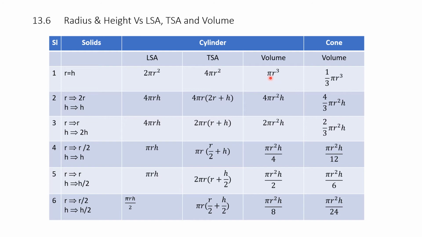You see here the volume of a cylinder is pi r cube and the volume of a cone is 1/3 of the cylinder. These relations you please see here for different values of r and h. It is given, for example, in serial number 2, r is equal to 2r and h is retained the same, that is the radius is increased by 2. So these are the different relationships. Just observe all these tabular columns, how the volume, the total surface area and curved surface area of cylinder and volume of cone vary with respect to radius and height. This is for your information.